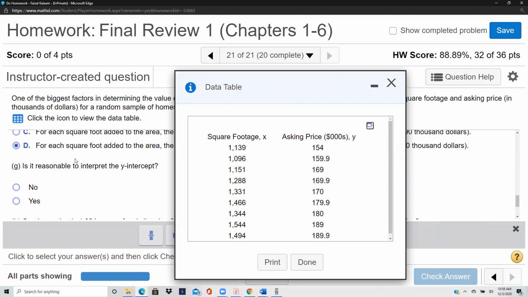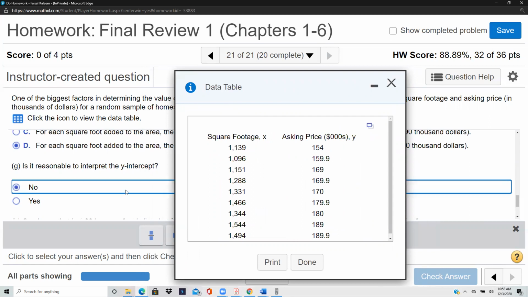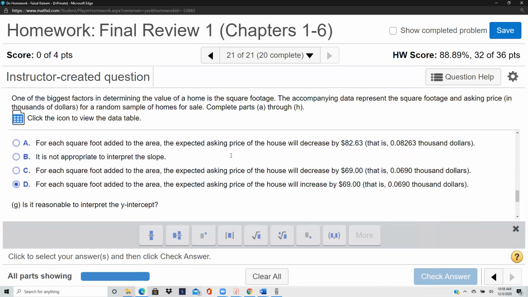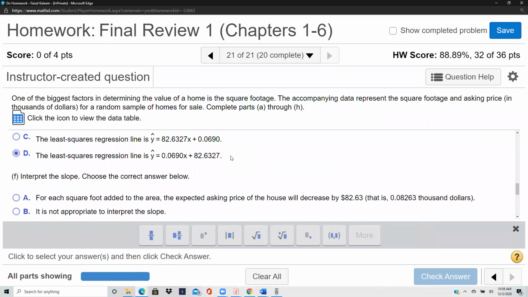All right. So it doesn't make sense here. No. So let's say in a problem that it made sense, what would the y-intercept be looking at this equation? The y would be the 82. Right. So then you would say that when whatever is 0, the price is 82.6.